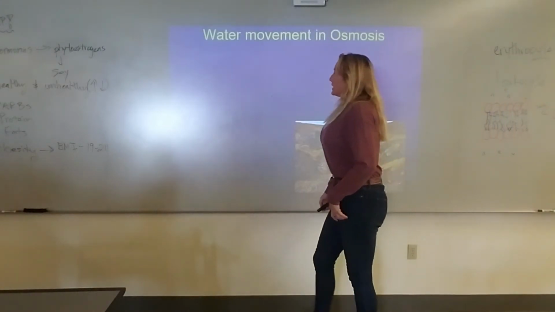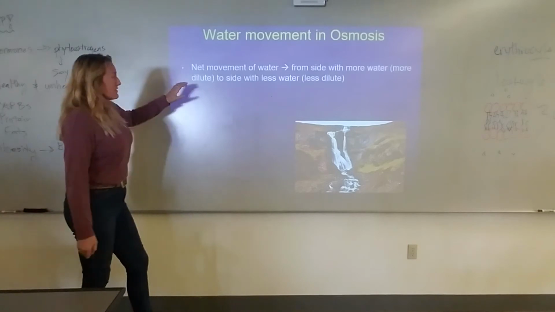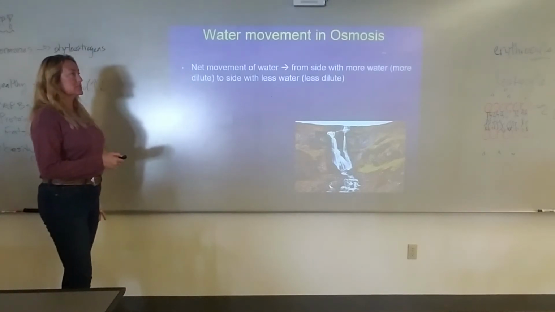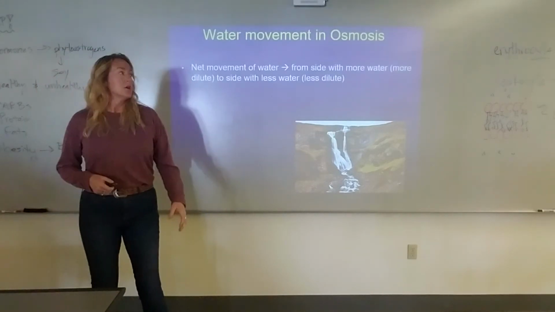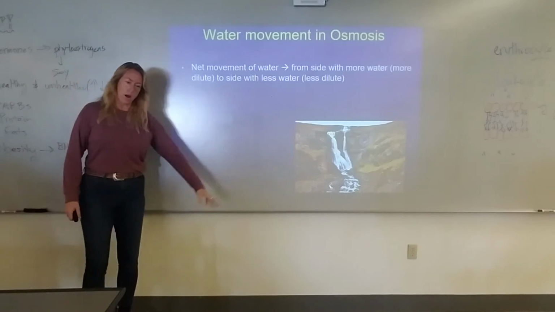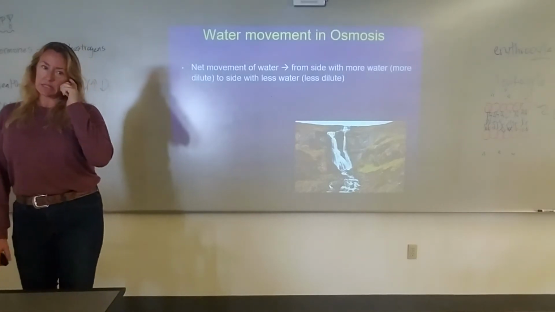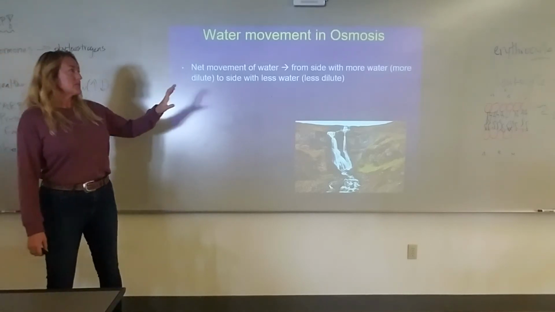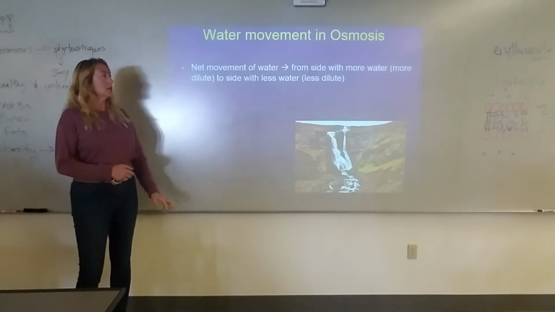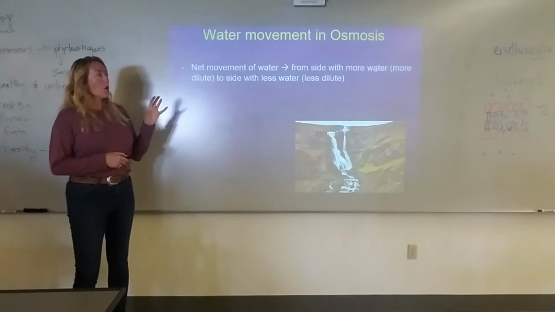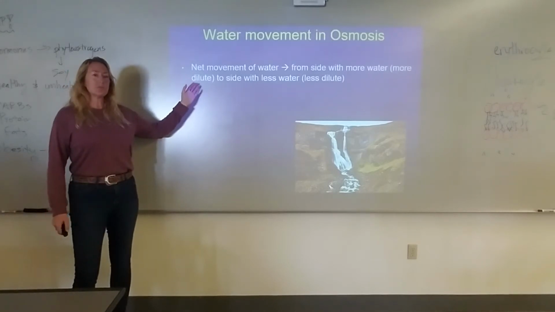Now, water movement in osmosis, the net movement of water goes from the side with more water to the side with less water. So you might think, okay, this is super basic. I get this. It makes sense. Good. Hopefully if you do. But this is actually a little trickier than you think. So it goes from the side with more water, hence more dilute side, okay?